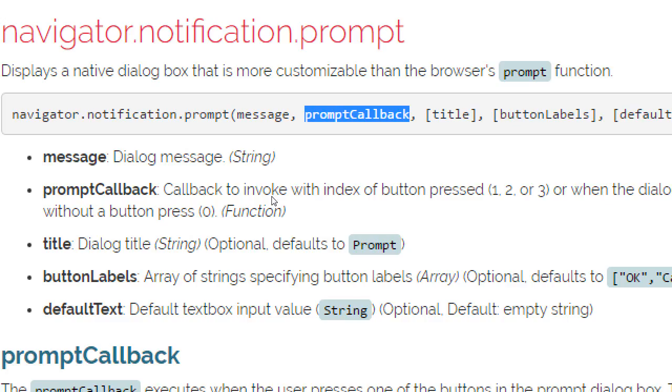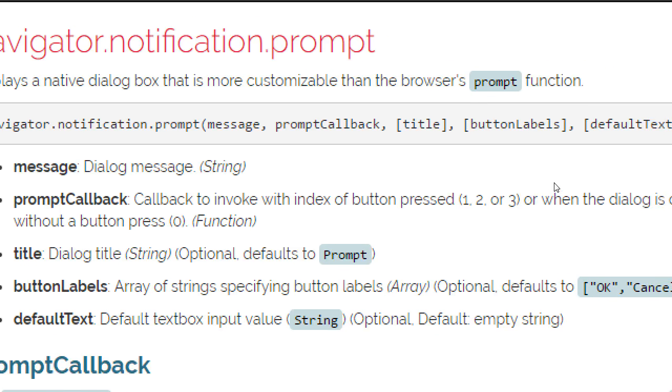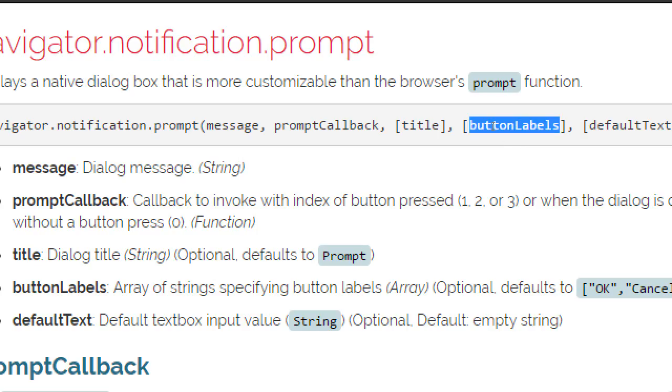Optional is the title. At the top of the box, we can have it say whatever we want. It's optional. If we don't say anything, it'll say prompt. We should put something. Button labels. Array of strings specifying button labels. So what you plug into the fourth parameter is an array. It will be in square brackets, like a JavaScript array. Remind me, what's an array? A variable full of variables. A collection of variables. A collection of elements.